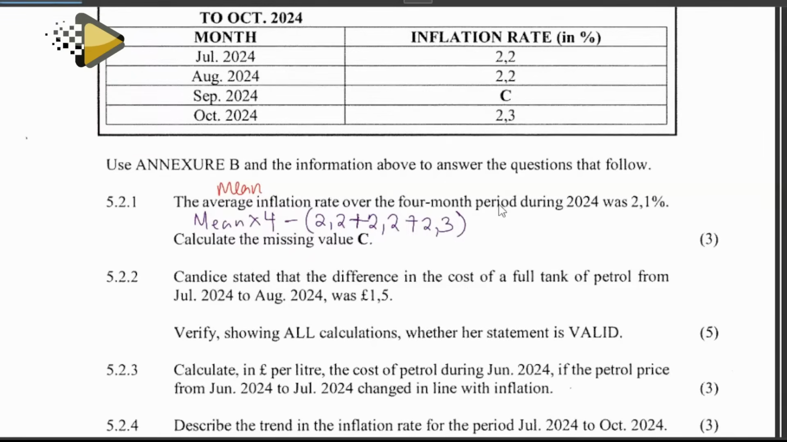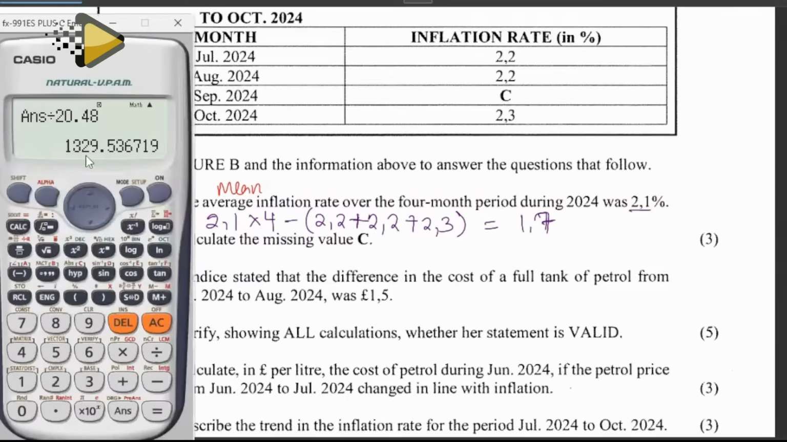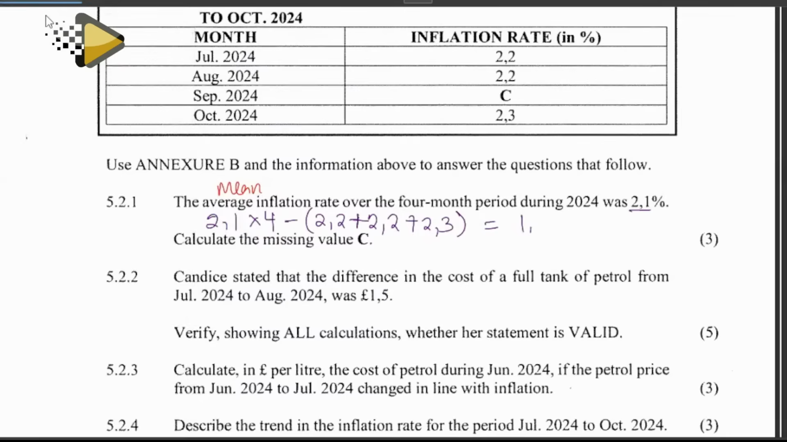Our mean is already given as 2.1, so 2.1 is this one here. When I do that nicely, I end up having an answer of 1.7. So 2.1 times 4 minus, open brackets, 2.2 times 2 plus 2.3, which is 1.7.